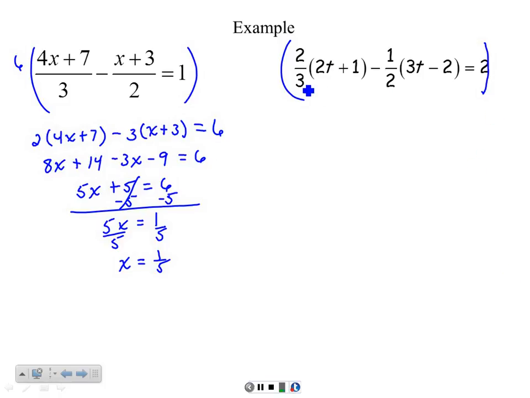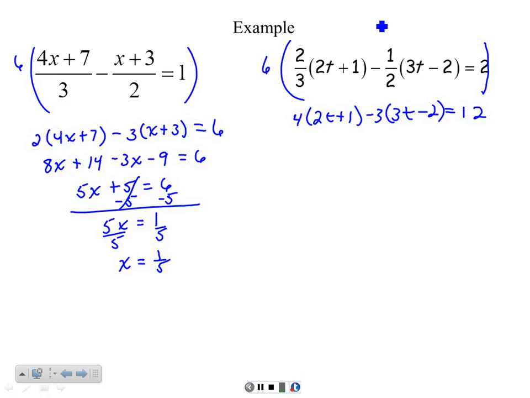So the LCD between 3, 2, and 1 again is going to be 6. So this time I'm going to multiply 6 times 2/3, and again you can do that in your calculator if you want to, or 3 will go into 6 2 times, and 2 times 2 is 4, times 2t plus 1. And then we're going to do 6 times -1/2, which is going to be -3 times 3t minus 2, and then 6 times 2 is going to be 12. So you're going to distribute that 6 times all three of those terms.